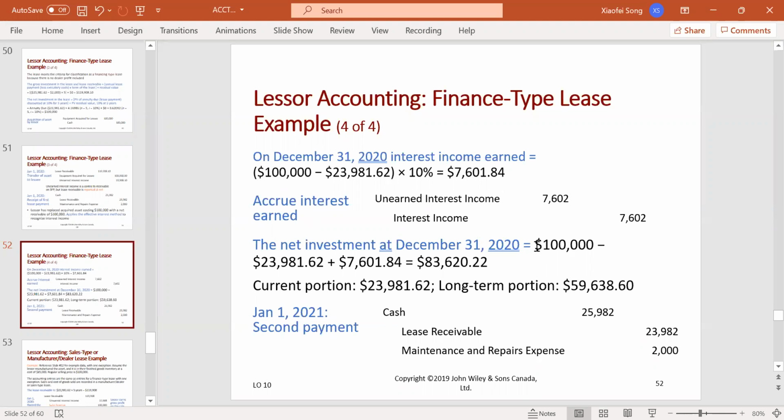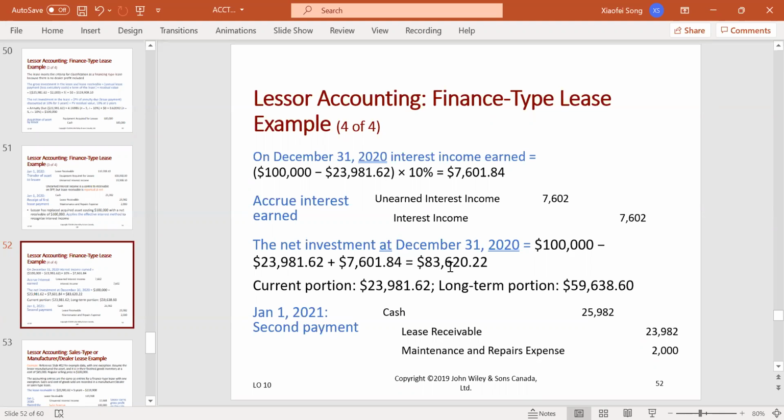So after that, the net investment would be 100,000 minus 23,981. So that's the first payment and the plus interest accrued onto it. So on the balance sheet at the end of the first year, the net investment, the net lease receivable will be 83,620. Okay, it will be 83,620.